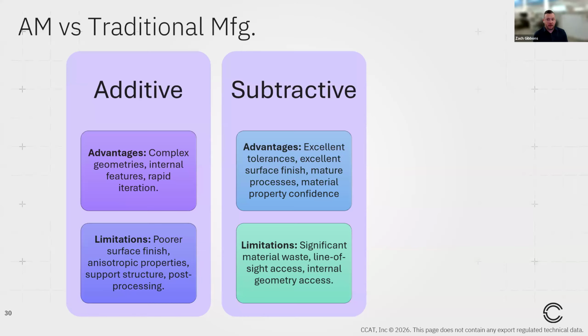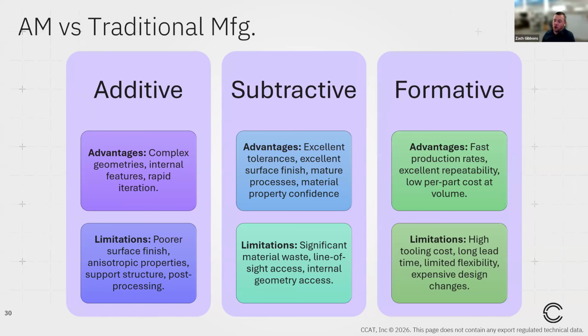When I look at subtractive manufacturing, excellent tolerances, excellent surface finish, very mature processes in that they're very learned out by industry. Right? There's not too much new we're going to learn about CNC machining at this point. Controls might become better, defect detection and machine learning might get better, but we've been doing this for a very long time at this point. But it also has limitations: significant material waste, and line of sight access. If I can't physically see it, I can't get a cutting tool to the feature to actually cut that feature, which means things like internal features are automatically a no-go for subtractive manufacturing.